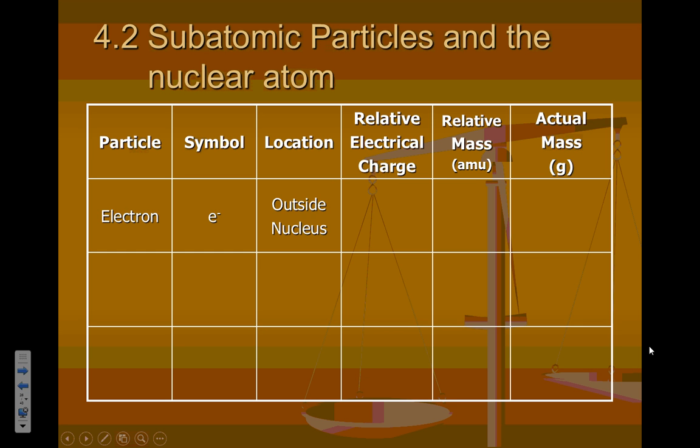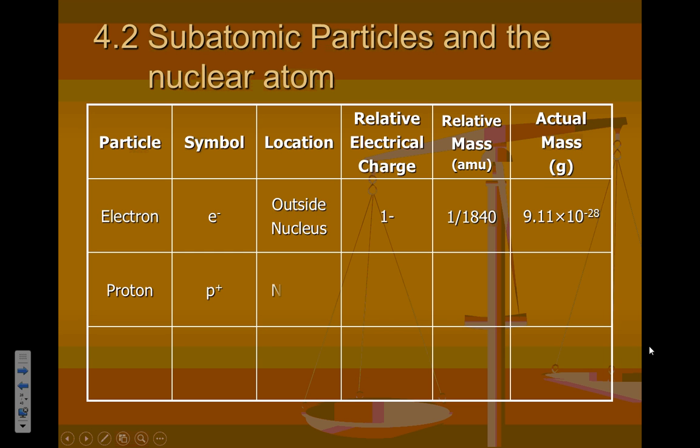Well, first we've got the electron that was discovered first. It's e minus as its symbol. Remember, that's outside the nucleus, has a relative charge of 1 negative. Its mass is about 1/2000th of an atomic mass unit, which would be what the nucleus of a hydrogen atom would weigh, our most common form of hydrogen, hydrogen 1. And the actual mass in grams, like I said, incredibly small, 9.11 times 10 to the negative 28th.